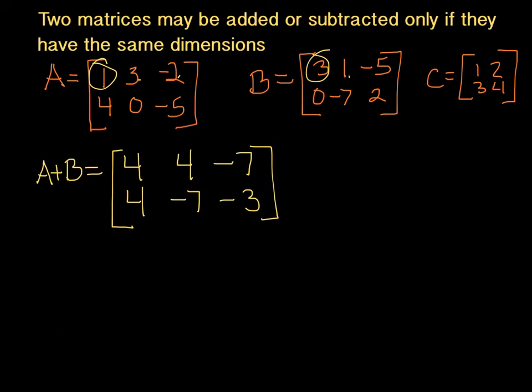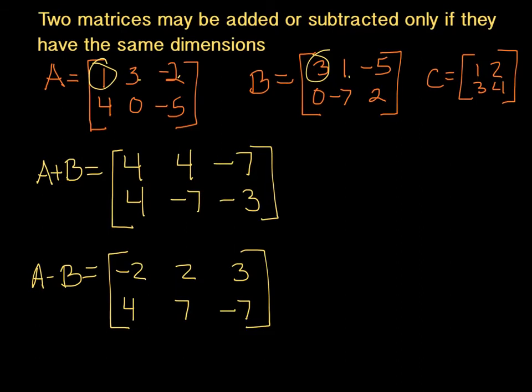Same thing with subtraction. So A minus B would be 1 minus 3 is -2. And 3 minus 1 is 2. And -2 minus -5, remember when you do minus negative, you're adding, gives you 3. 4 minus 0 is 4. 0 minus -7 is +7. And -5 minus 2 is -7.